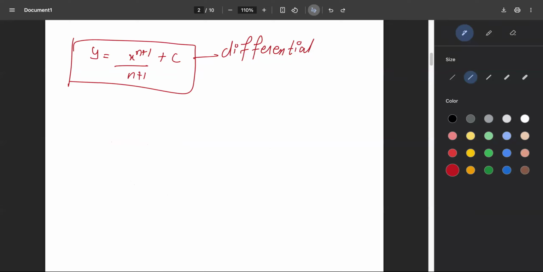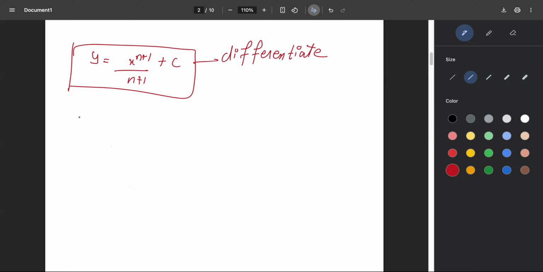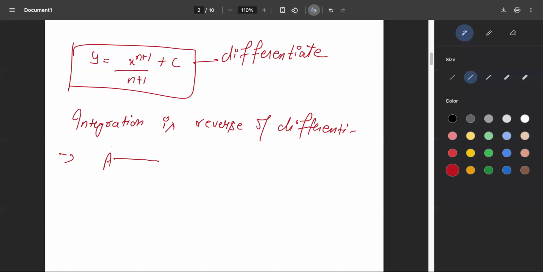Why do I feel that you are not getting this point, the integration part? Look, integration is the reverse of differentiation. What does this mean? If you do differentiation of a, you will get b. If you do integration of b, you will get a. Understood?